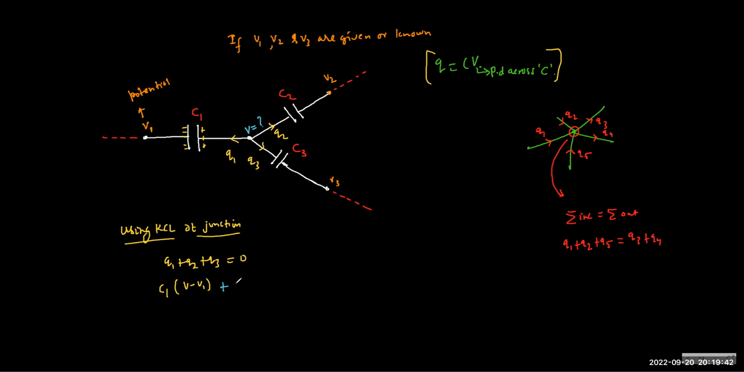Yes. So similarly, what I should write: Q2, P2 into V minus V2, and similarly Q3, V minus V3. C3 into V1, equal to... And I hope this is not very difficult to solve for V. So V turns out to be the C1 V1.